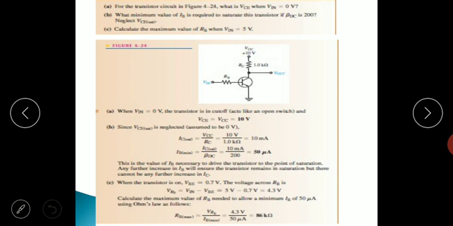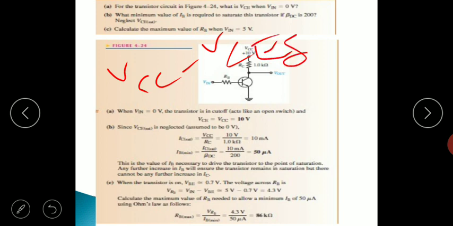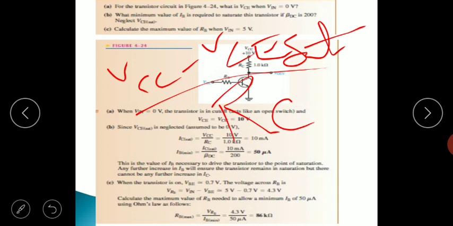Now the second part. They have asked to determine the minimum value of IB required to keep the transistor in saturation. That is, you need to find IB min. To find IB min, first we need to find IC sat, the saturation current. How do we find IC sat? It is VCC minus VCE sat divided by RC. From this you can get the IC sat.